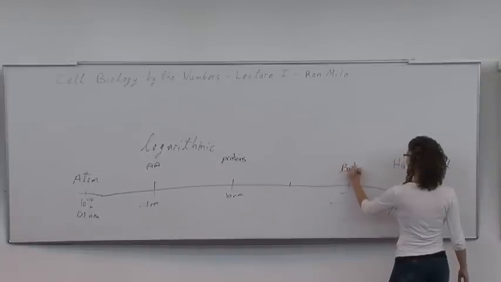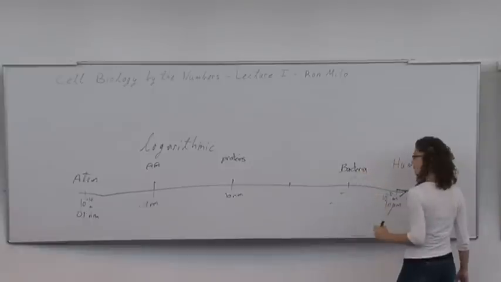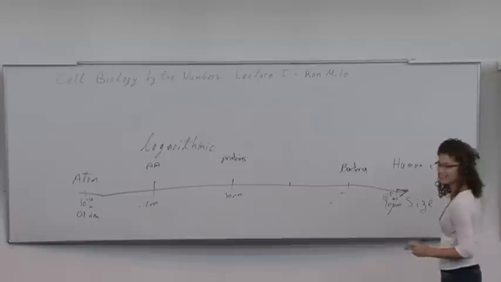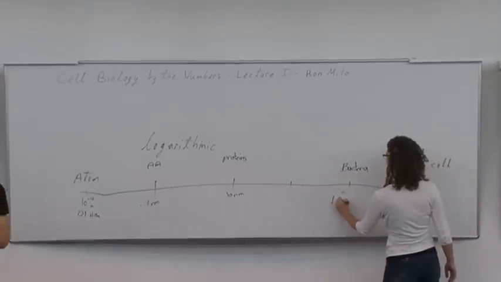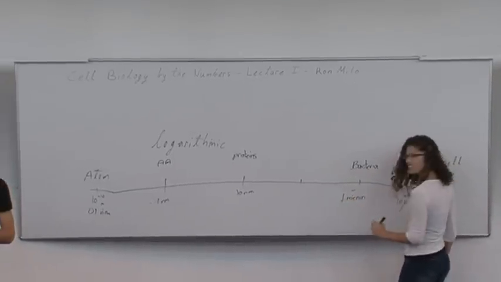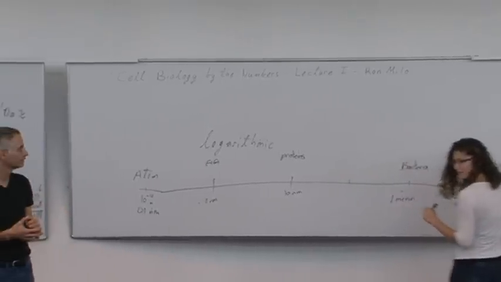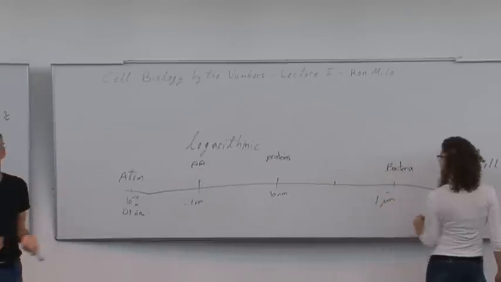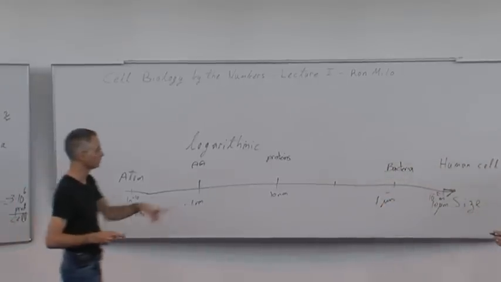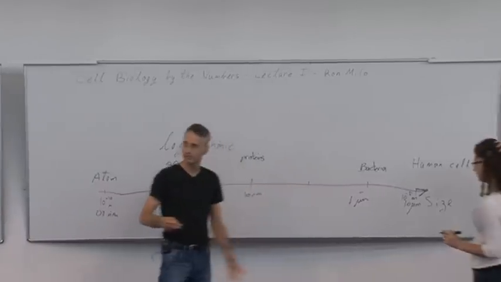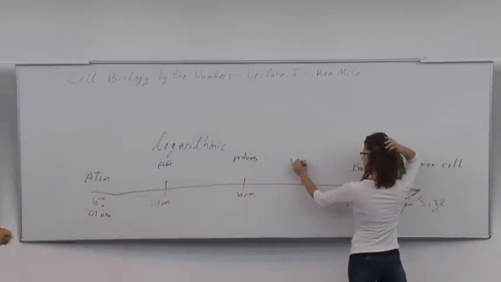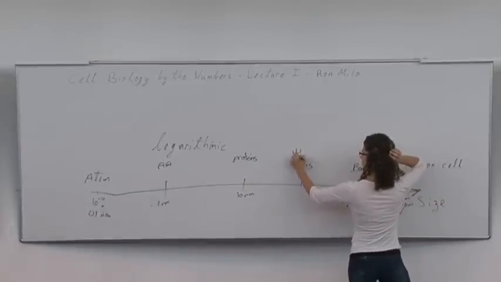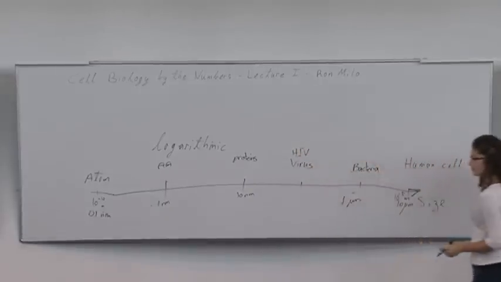Which virus do you like the most? I hear HIV. Okay. Who's voting for HIV? What would be the size roughly? Anyone knows roughly what would be the size? 100 nanometers. Okay, so that would be about 100 nanometers. So we have the bacteria here, and we have here a virus, say an HIV. So first of all, you chose very well. We're covering the 5 orders of magnitude.